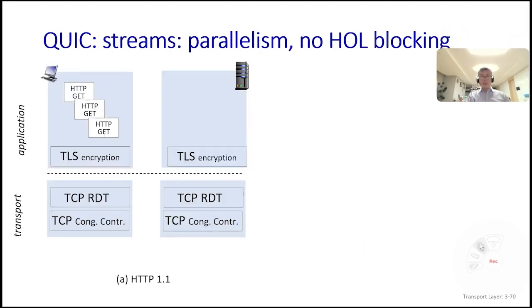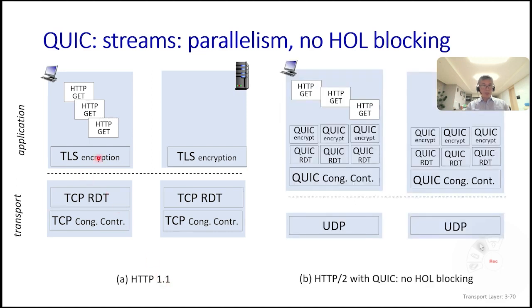And also, QUIC has streams defined for parallelism. So using the streams concept, no head-of-line blocking happens. Okay, so the HTTP version 1.1 case is like this. Okay, so let's compare.